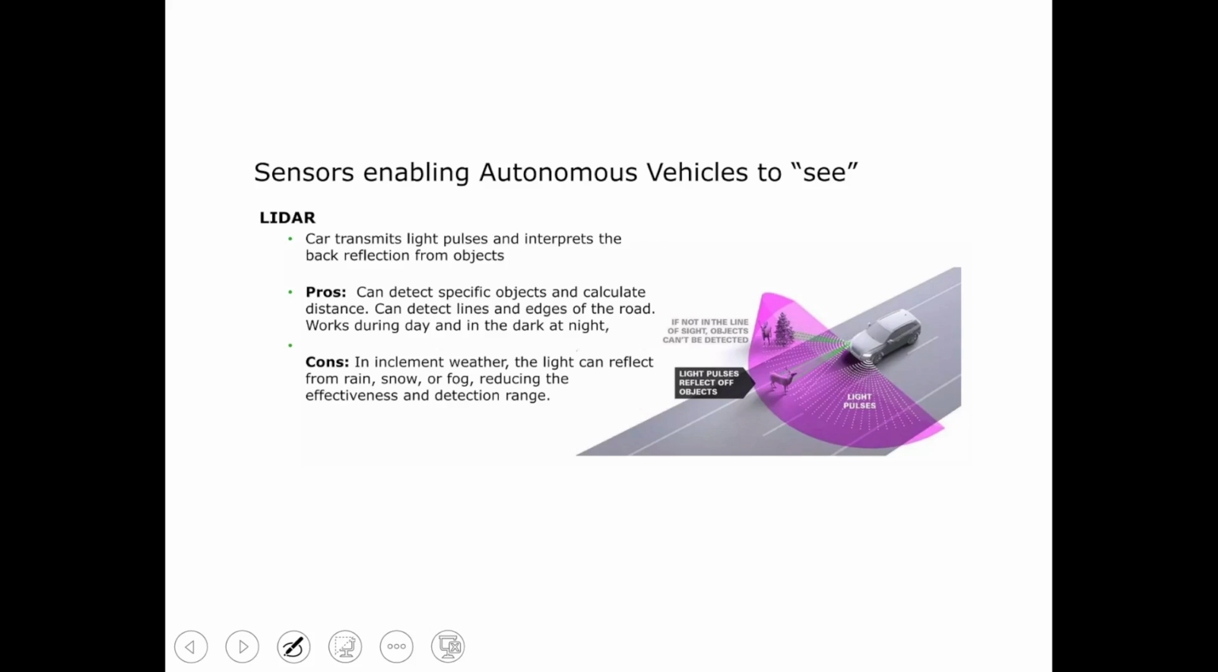This is the lidar, which can transmit light pulses and interpret the back reflection from the object. So we focus the light, and some reflection of the light will come backward. Okay, and we can check that if there is reflection, there is some object in between. Light is reflected back, meaning some object has come in front of the car, so you have to slow down the speed or be careful.